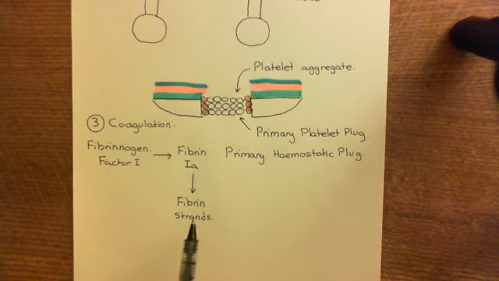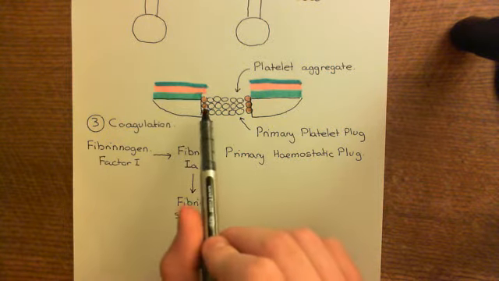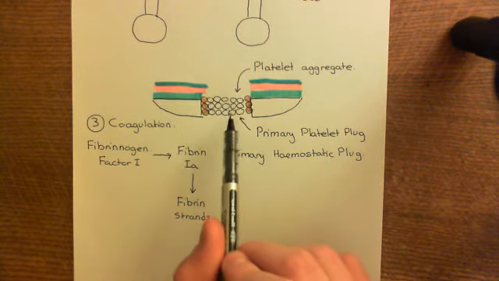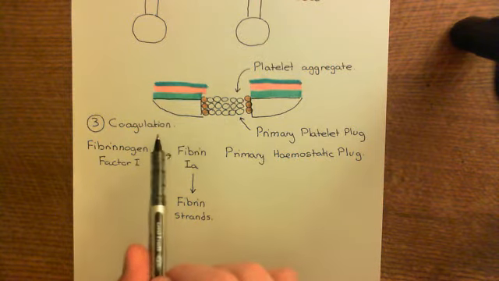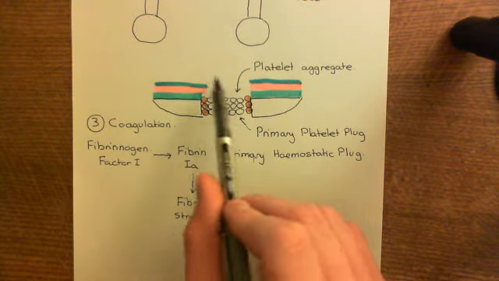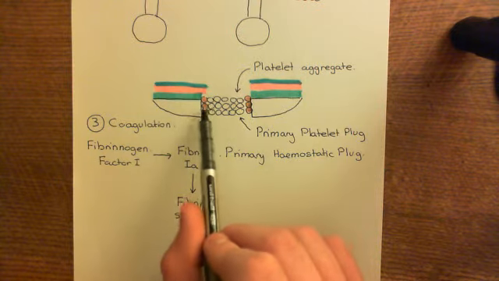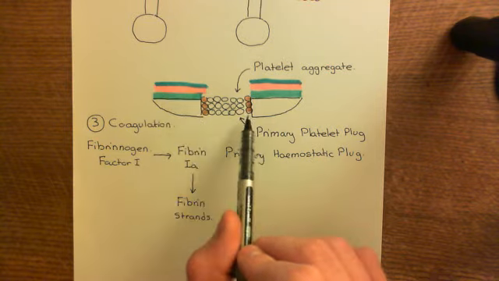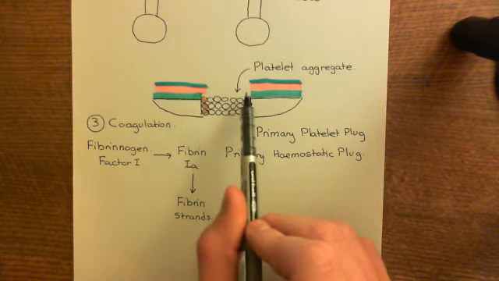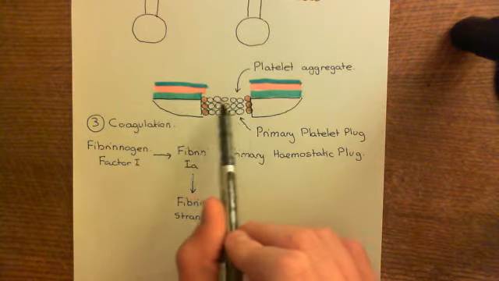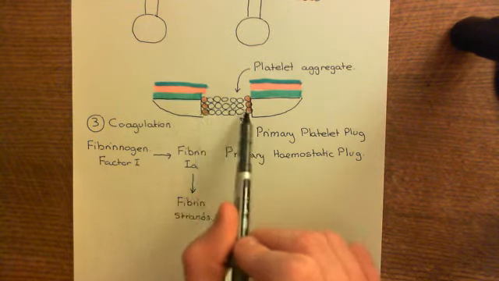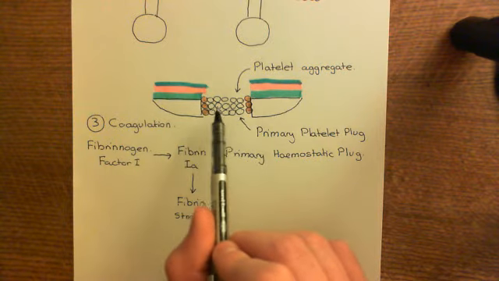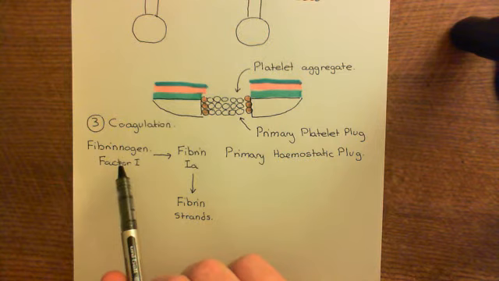Now, what's the function of these fibers? Well, basically they are going to hugely strengthen this primary hemostatic plug. This coagulation process is going to be activated by the same things which activate the formation of the platelet aggregate, so by collagen and by tissue factor. So it's going to be activated in the same place as we are building the primary hemostatic plug. In amongst all these platelets which are aggregating together, you are going to get coagulation occurring.